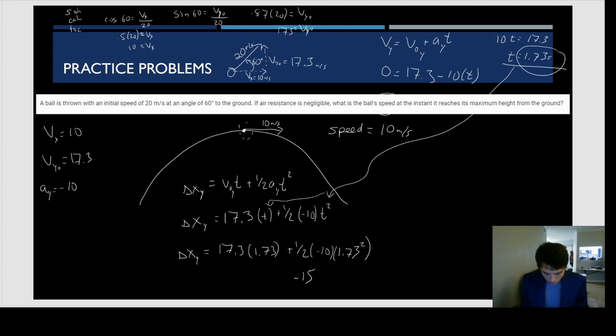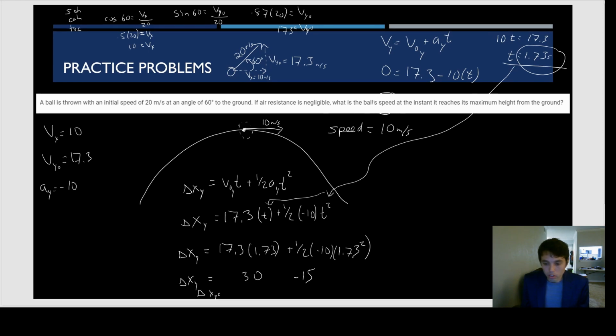And then 17.3 times 1.73 is basically 30. So again, I got 29.9, whatever, round it up. So it looks like my final vertical position is 30 minus 15, which is 15 meters. So there you go, right? We got 15 meters. Did you get 15 meters? Hope so. Or if not, you know what to do. All right, let's go to the next problem.